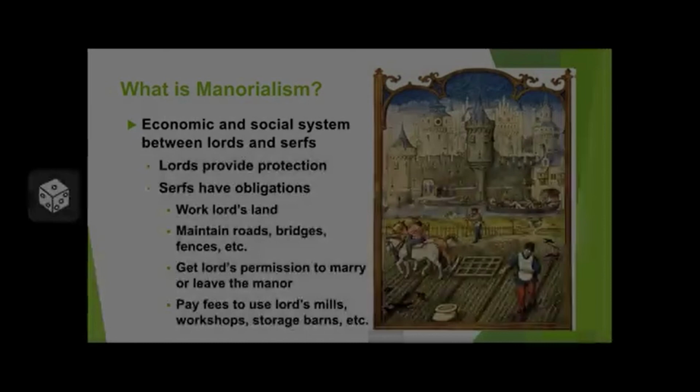The serfs also have to help maintain the manor. They have to maintain the roads, the bridges, the fences. They'll also pay fees to the lord if they want to use the lord's mills, his workshops, his storage barns. So if you look at manorialism, it's an unequal relationship that we have here. Certainly, if you have to be involved in manorialism, the preferred part to be in is to be the lord. The lord certainly gets more out of this than the peasants do. But for the peasants, it does mean that they get protection from invaders, and the lord's going to protect them if they get attacked. So the lord will give them a small piece of land to work and support, and have food to support their families on as well.